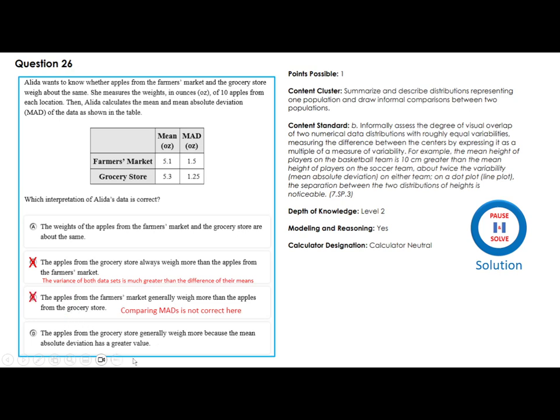So that's incorrect. The apples from the grocery store generally weigh more because the mean absolute deviation has a greater value. This has nothing to do with it, okay? So comparing math is not correct here, so that's the only correct answer.